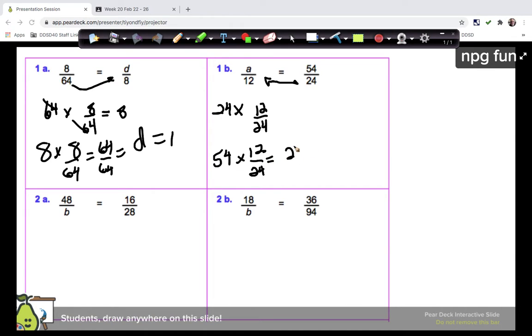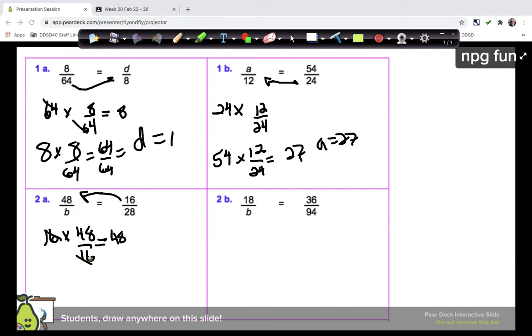And that's equal to 27. So A is equal to 27. To get from 48 to 16, or, excuse me, since I know what this 28 is down here, I'm going to go from 16 to 48. So 16 to 48, I'm going to multiply by 48 sixteenths, because I know that those cancel out, and that's equal to 48.